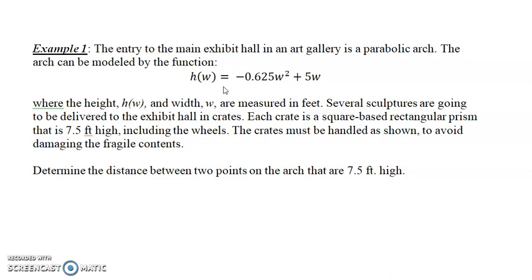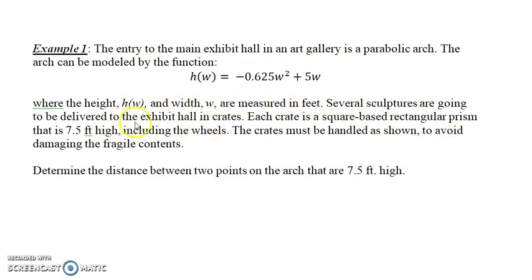It says the entry to the main exhibit hall in an art gallery has a parabolic arch. The arch can be modeled by the following function. H of W, so height as a function of its width, that's what that means, is equal to negative 0.625 W squared plus 5W. Okay? Where the height, given by the function H(W), and the width, W, are measured in feet.